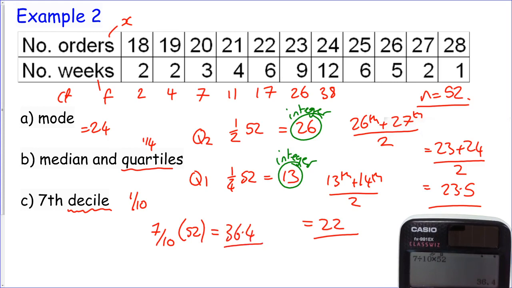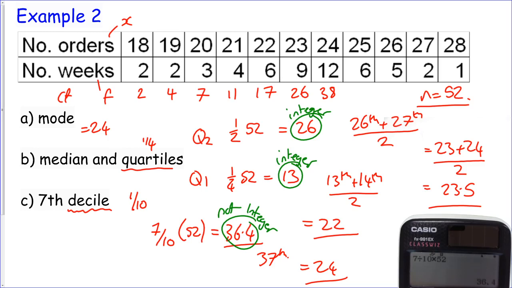Because this is a fraction or a decimal, so this is not an integer, we're going to round up. So we're going to be picking the 37th thing. Going through, we can see that up to 38 is in this class. So this is actually going to be a 24. And we can finish that one off there.